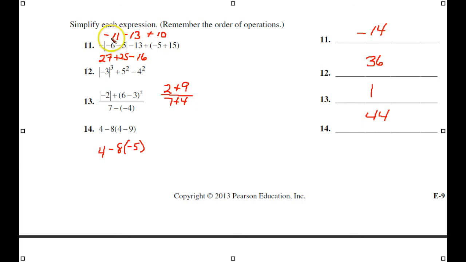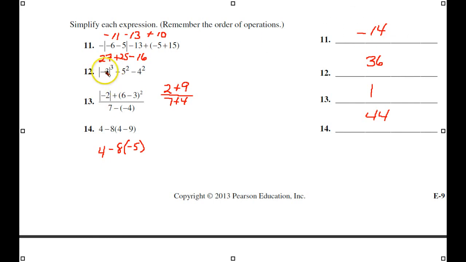So looking through these now, we see internally here, this is a negative 11. That comes out as a positive 11. Then we apply this negative sign. This is just negative 13. And when we do this, we have a positive 10. So when we add these, we end up with a negative 14.